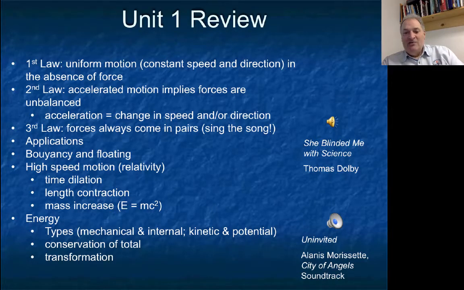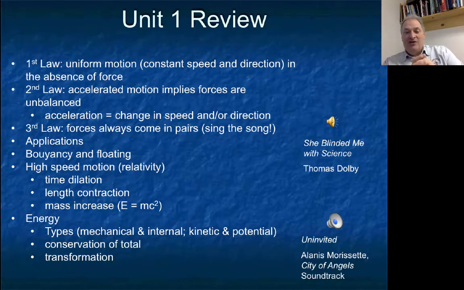And then finally, the last topic of Unit 1 was energy, and we noticed that there are several different types. We can talk about mechanical energy, which is energy that has to do with macroscopic objects, versus internal energy, which is the energy of the atoms and molecules moving within macroscopic objects, or microscopic energy. We also noticed that you could classify energy as either kinetic energy, which is energy of motion, 1/2 the mass times the velocity squared, or potential energy, which is energy of position.